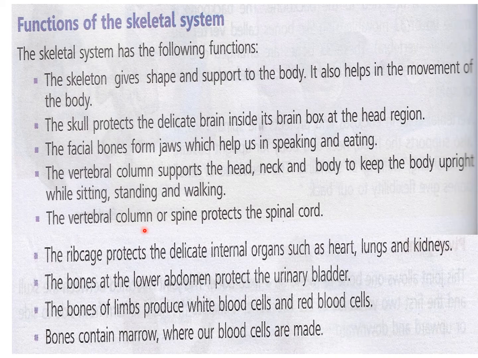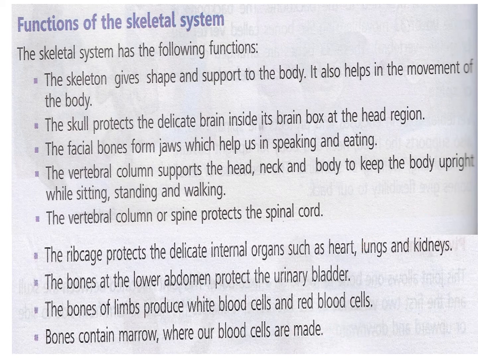The vertebral column or spine protects the spinal cord. The rib cage protects the delicate internal organs such as heart, lungs, and kidneys. The bones at the lower abdomen protect the urinary bladder. The bones of limbs produce white blood cells and red blood cells. You already know that the bones of the limbs have bone marrow in which these blood cells are produced. Bones contain marrow wherever blood cells are made. So these are some of the important functions of the skeletal system.